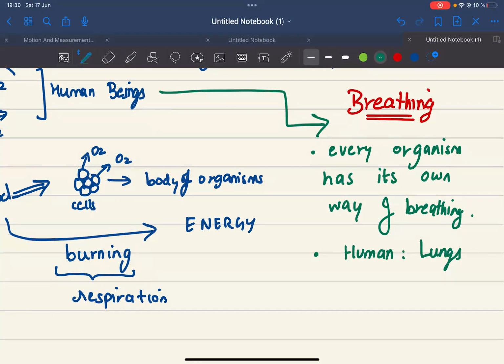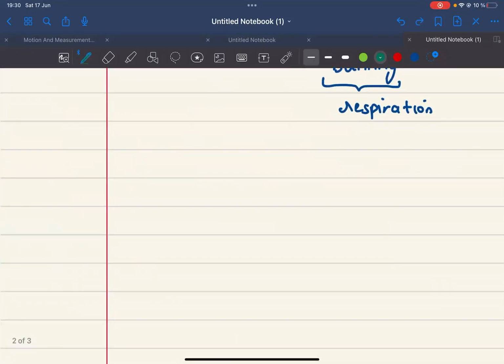And organisms like fishes, what do they breathe with the help of? Gills. So now you can see that every organism has its own way and own organ of breathing. It's all different. Okay. So now let's talk about the process of respiration. How is this respiration taking place?